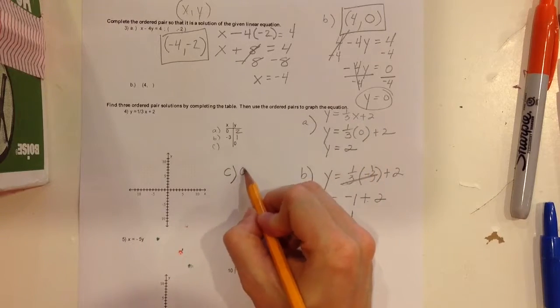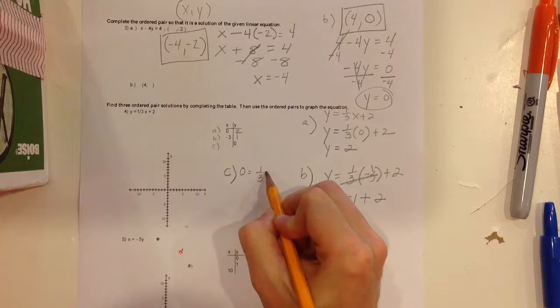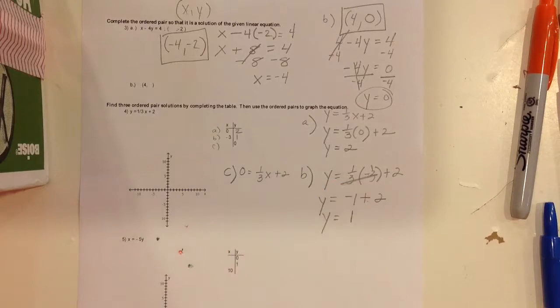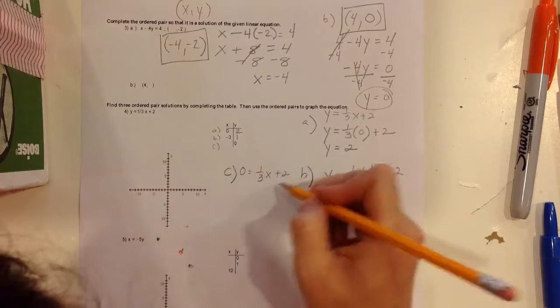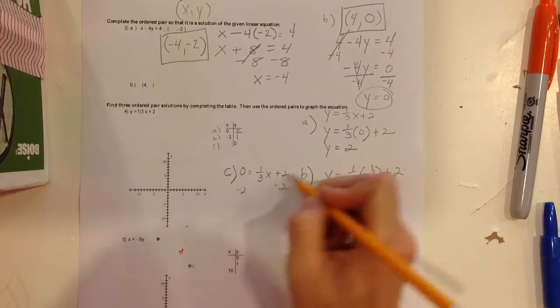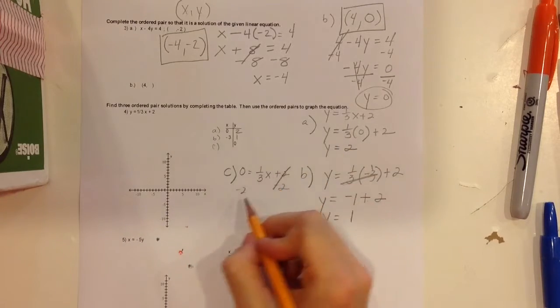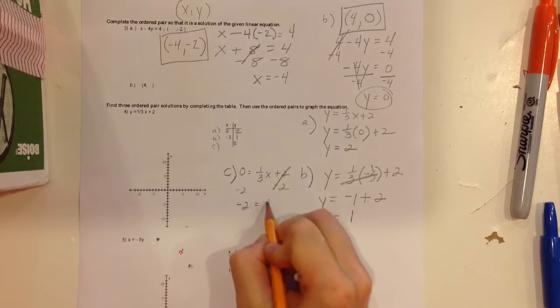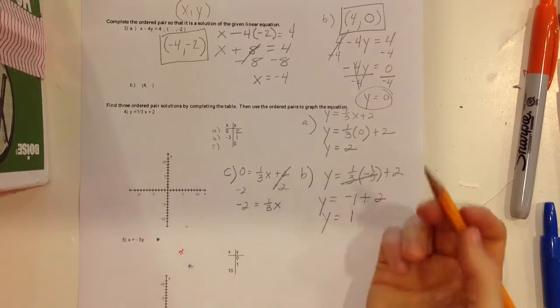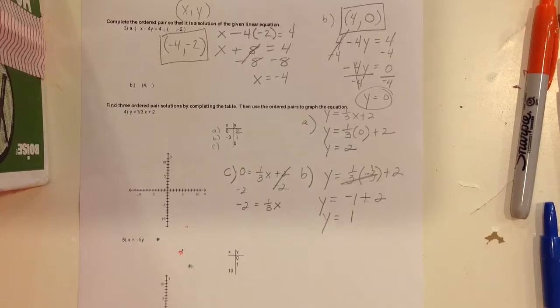So if y is 0, I have 1/3 x plus 2. How do you get the x by itself? We need to move this 2 over here, so I'm going to subtract 2 from both sides. And I have -2 equals 1/3 x. How do I get rid of the fraction?